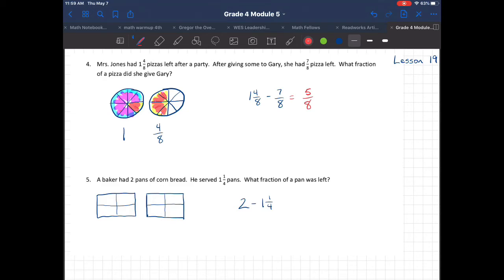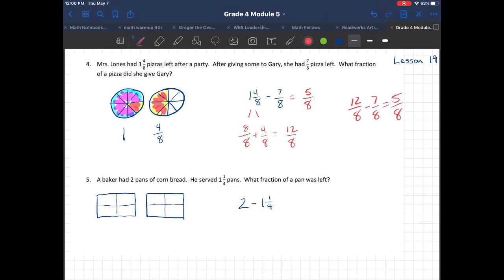how did we get 1 and 4/8 minus 7/8 got 5/8? So we could say that 1 is 8/8 plus 4 more 8s, which equals 12/8. So 1 and 4/8 is the same as 12/8. And then I can take my 12/8 and subtract those 7/8. And 12 minus 7 is 5, so 5/8.